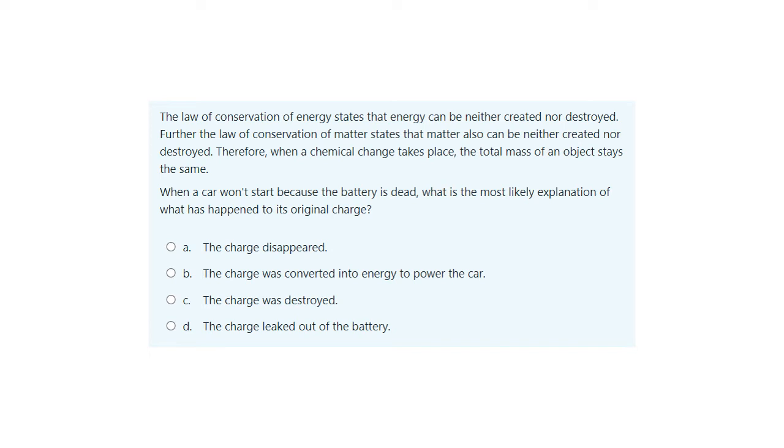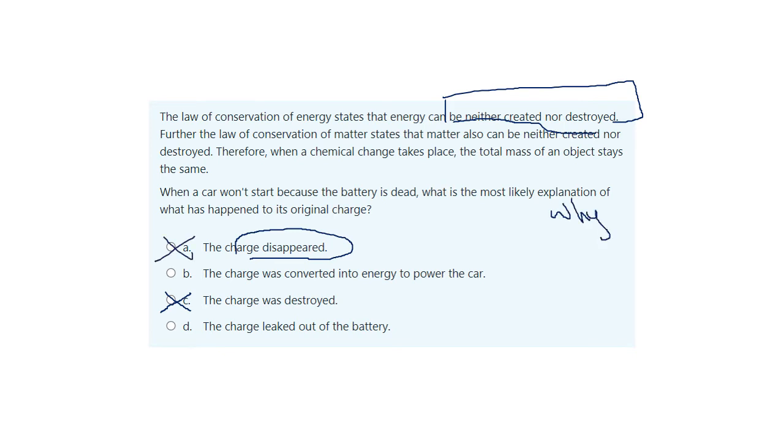The law of conservation of energy states that energy can neither be created nor destroyed. Energy can never be created or destroyed. So we can definitely take away answer C. Energy cannot just be destroyed. And the idea of just disappearing, well, that's not a very scientific explanation, is it? Disappearing means it's not there, but an explanation would be why? Why is the energy not there? So we can take away answer A as well. And then the law of conservation of matter states that matter can also not be created or destroyed. So really, the choice is between answer B and D.